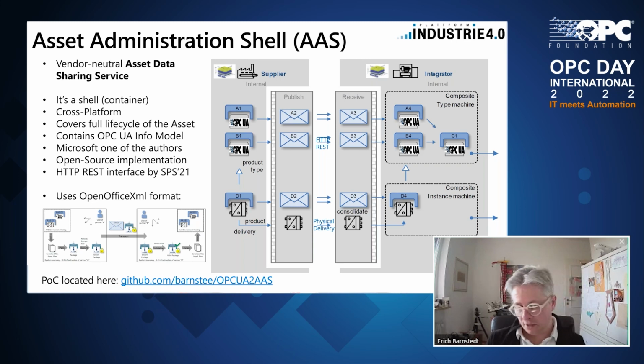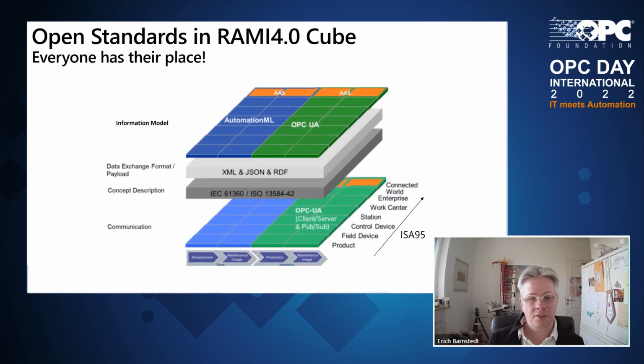So again, when you hear all these conversations, where should we use the asset admin shell? Where should we use OPC UA? There's all sorts of arguments back and forth. Well, if you remember what the Platform Industry 4.0 actually defined many years ago, everyone has their place in the reference architecture. So this is the so-called RAMI 4.0 cube, the reference architecture from the Platform Industry 4.0. And as you can see, each standard has their place.